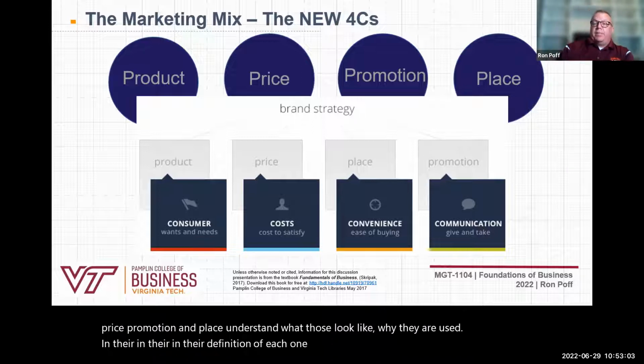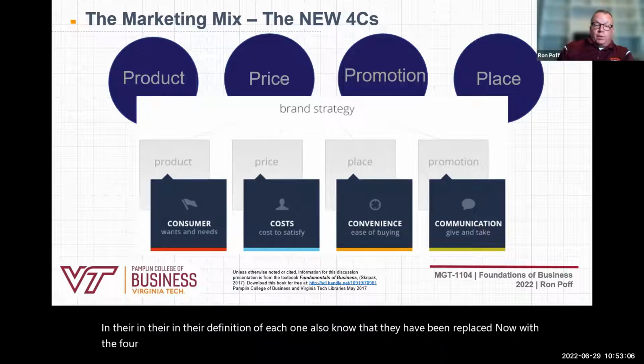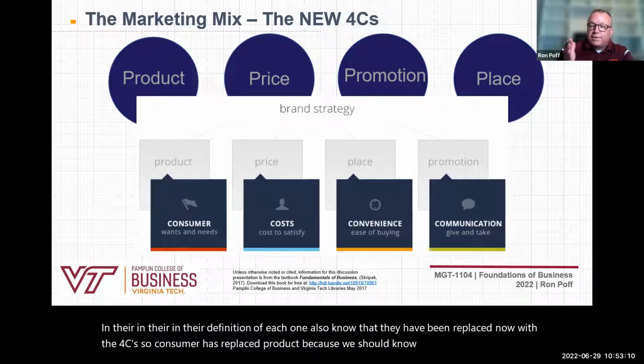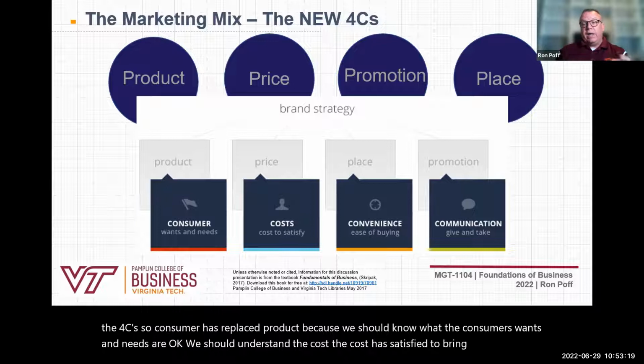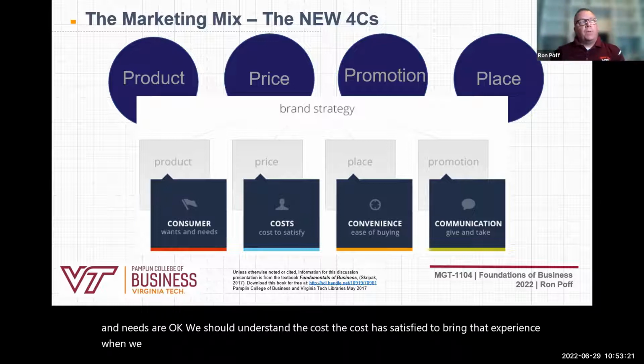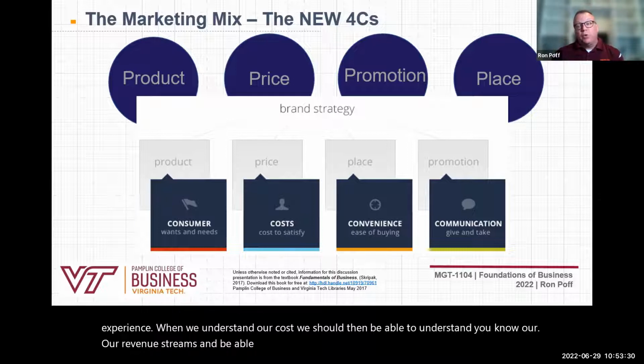Also know that they have been replaced now with the 4 Cs. So consumer has replaced product, because we should know what the consumer's wants and needs are, okay? We should understand the cost to satisfy, to bring that experience. When we understand our cost, we should then be able to understand our revenue streams, and hope to lead to a more profitable company versus just price.